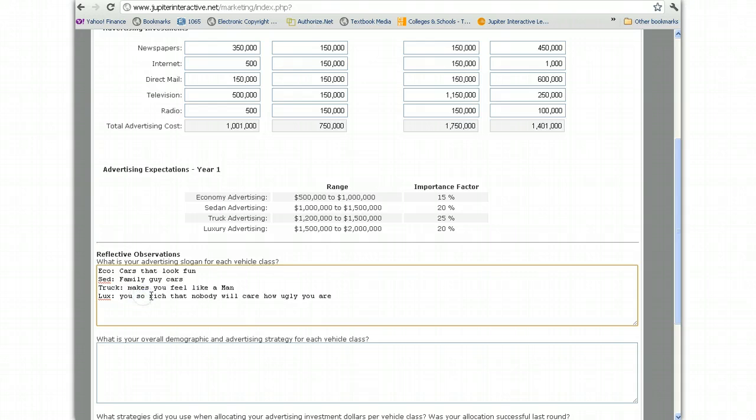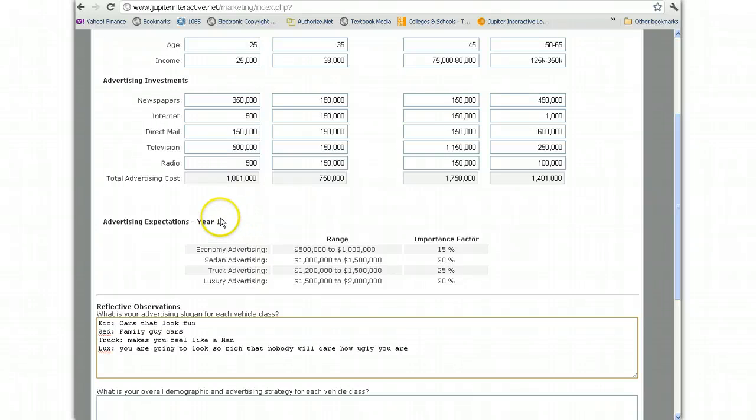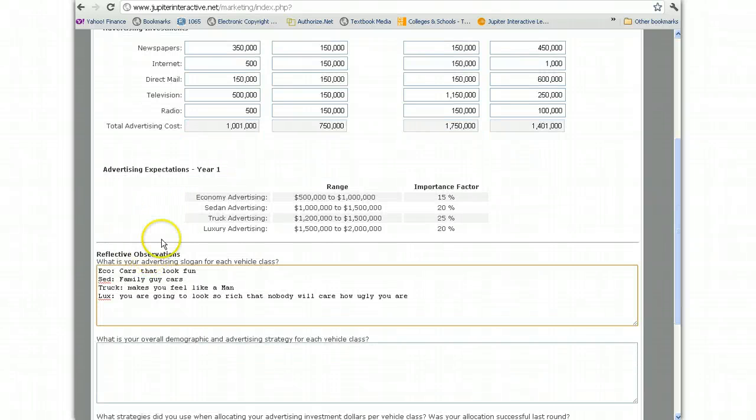Okay, I'll try to make them a little funny. Okay, so with our luxury class, the slogan is: you're going to look so rich that nobody will care how ugly you are. That's kind of ridiculous, but this reflective observation is really now the role play.